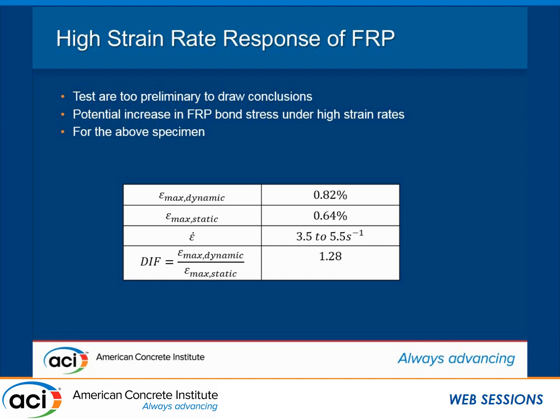We need to include things like the potential of a dynamic increase factor for bond of FRP. And from this one specimen only, we can say that maybe we should have multiplied the strain at debonding by a factor of 1.28 under the strain rate in this particular region.